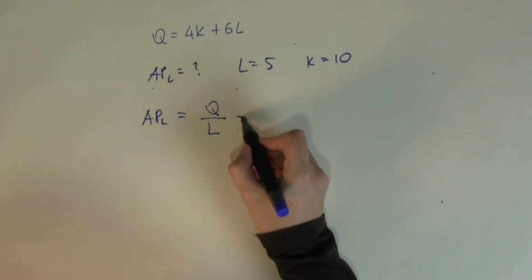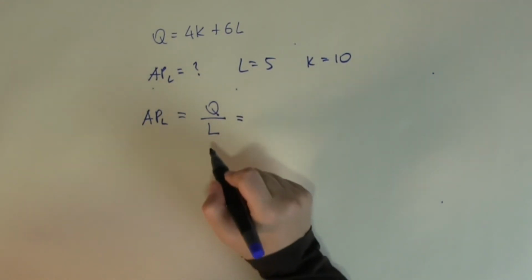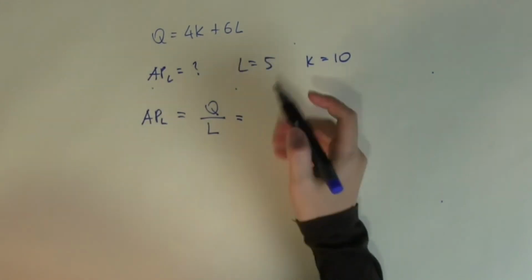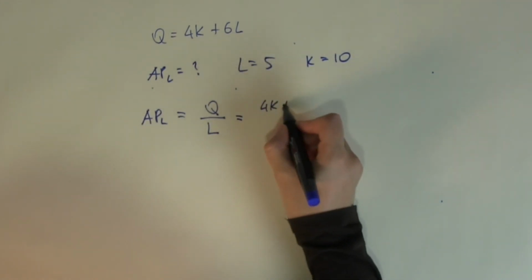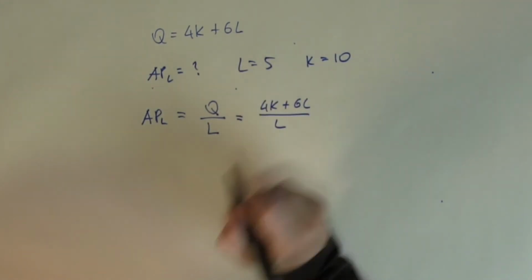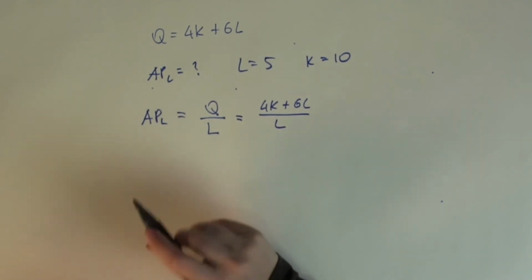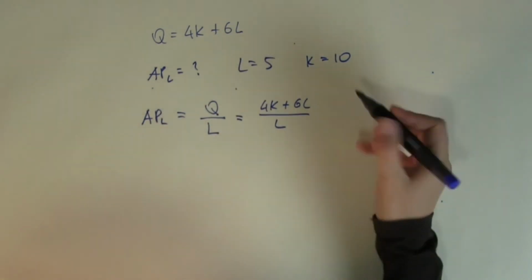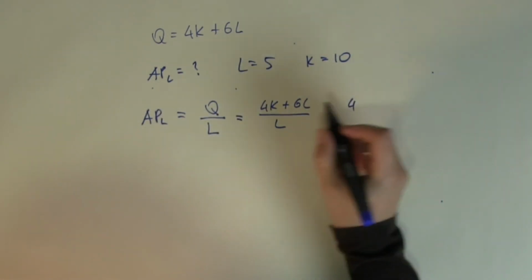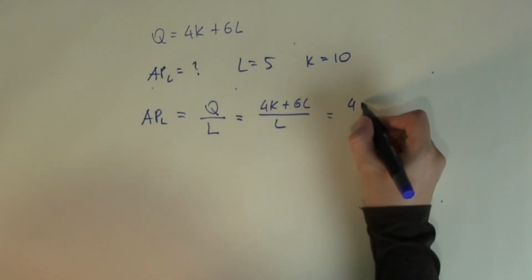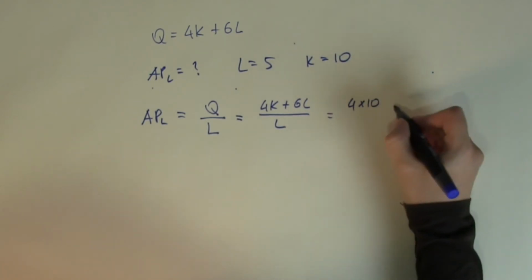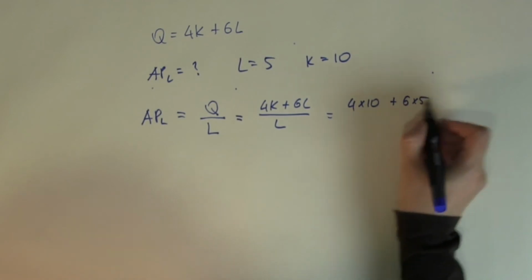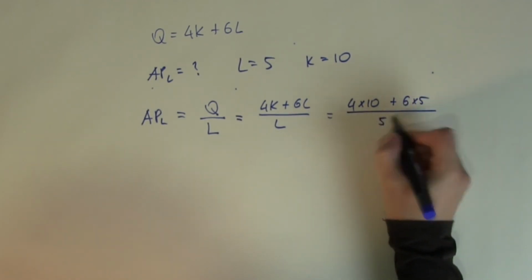So what we need to do now is substitute back into this formula the particular output function that we got here, which is 4K plus 6L divided by L, and then substitute the given values for K and L. So 4K is 4 times K, so that's 4 times 10, plus 6L is 6 times L, which is 6 times 5, and divided by 5.